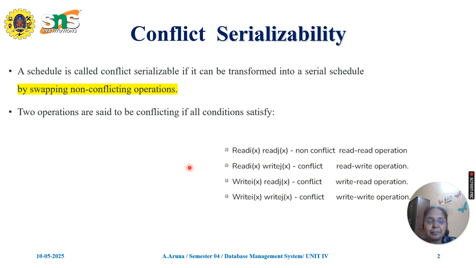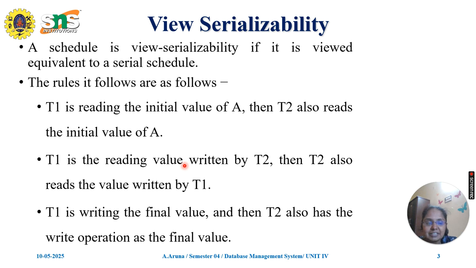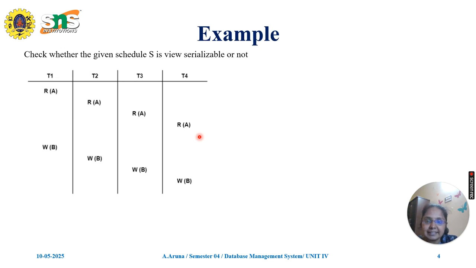View serializability purely depends upon the dependency of how the transactions can be executed. For that, we consider three things. First, the first write. Second, the first update or read. Third, the last write. Based on these three conditions only, we check whether the given schedule is view serializable or not. Now we're going to see it along with an example.